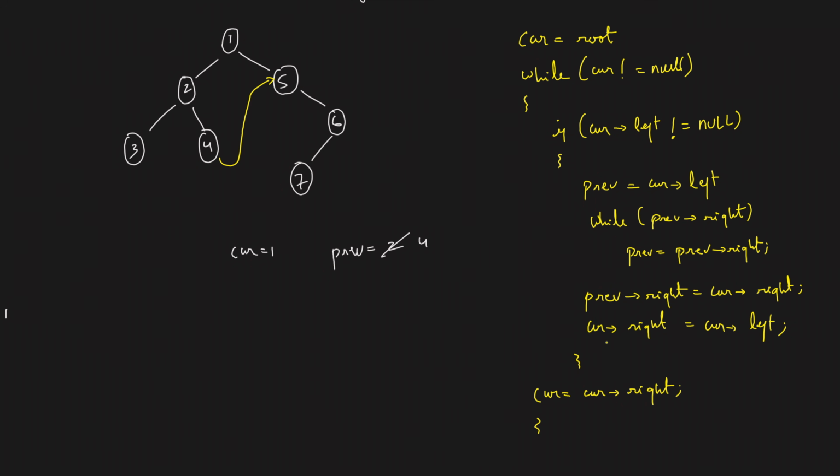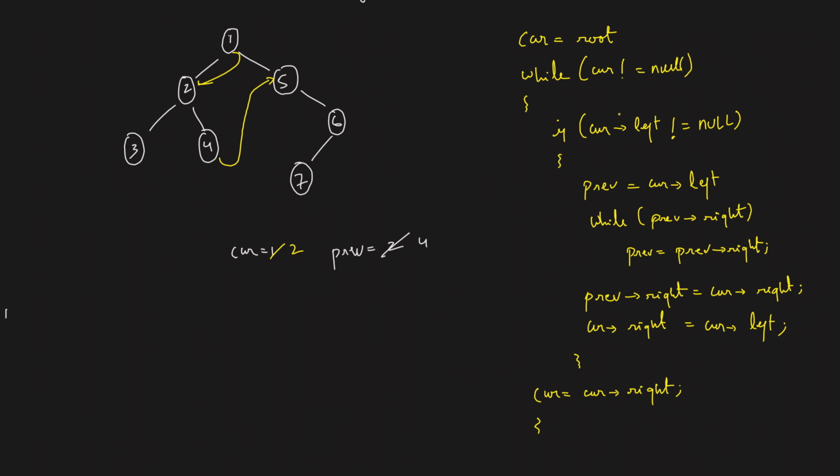Perfect. Next I'm saying cur's right should be cur's left. So I'm saying this guy. So 1's right is pointing to 2, and I've made sure that this happens. The next thing that I just need to do is I have to make sure 3 comes in between them. So I've done the first thing. Perfect. Next I'm saying cur, why don't you move to cur right? So cur's right is 2. So I moved it. Perfect.